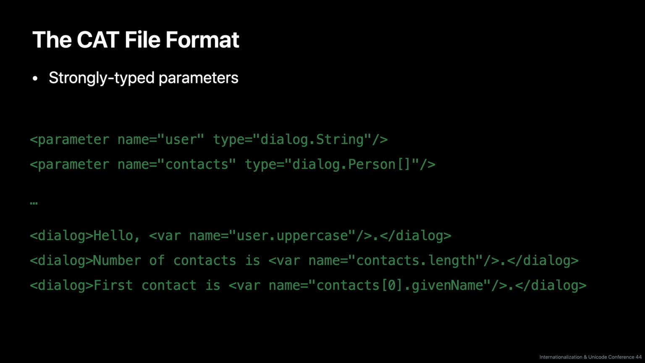Once again, our validation support will check that all of these parameter references are appropriate for the type of the parameter. So if you try to do user.givenname, then that would produce a validation error in this case because user is a string type and doesn't have a property called givenname.